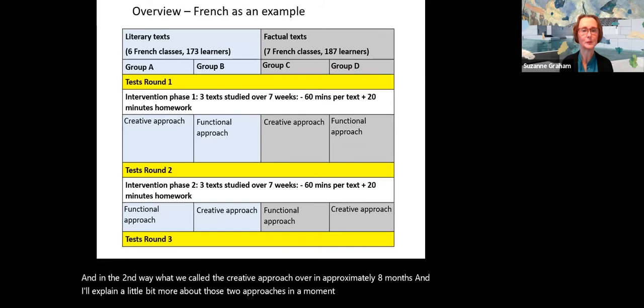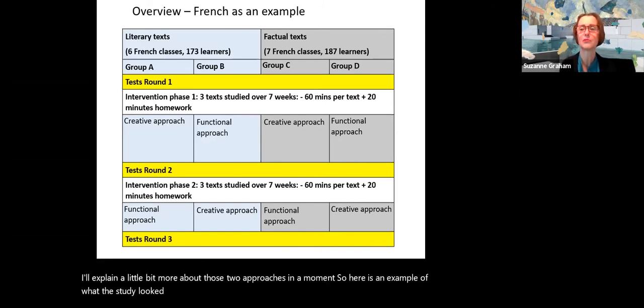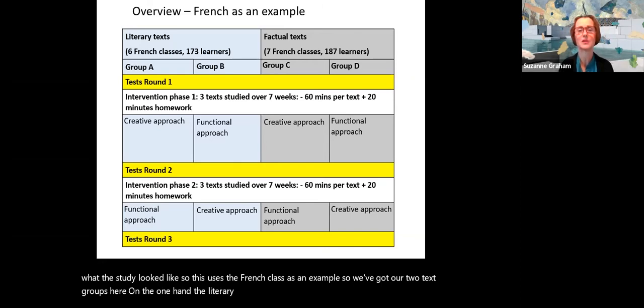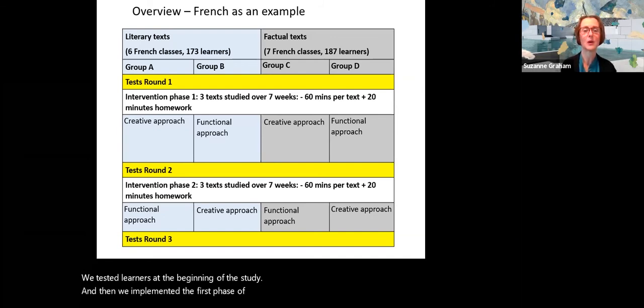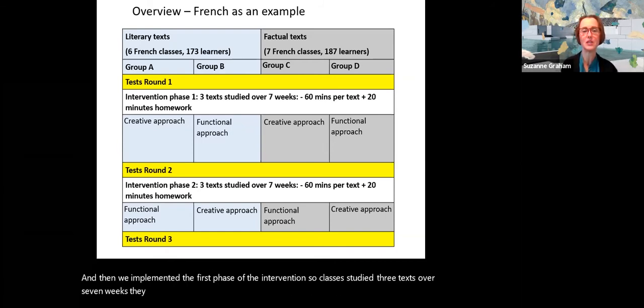So here is an example of what the study looked like. This uses the French class as an example. So we've got our two text groups here. On the one hand, the literary group. On the other hand, the factual group. We tested learners at the beginning of the study, and then we implemented the first phase of the intervention. So classes studied 3 texts over 7 weeks. They spent 60 minutes on each of those texts, plus 20 minutes for homework. So teachers either started with the creative approach or the functional approach. We then tested learners again.